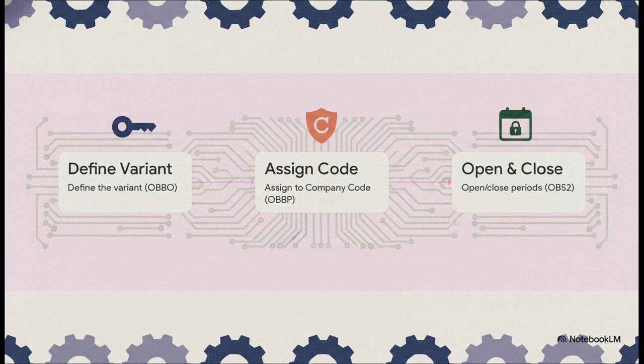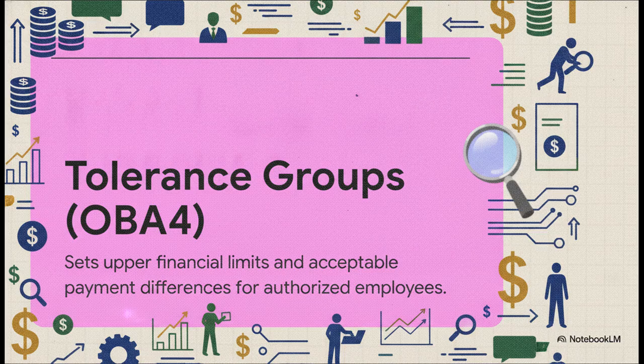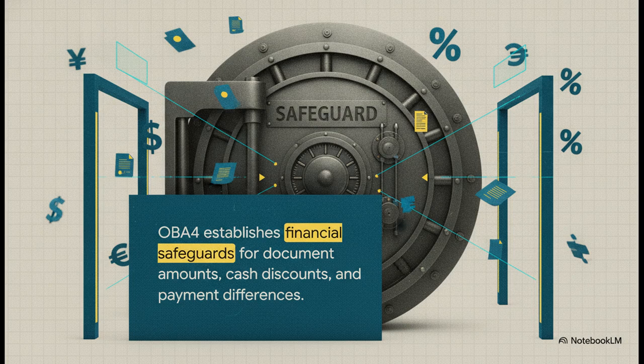financial windows. Now, what about the actual cash being moved around? We obviously can't just have anyone posting a billion-dollar transaction willy-nilly. We need to govern the finances by establishing tolerance groups for employees. And that brings us to a highly significant T code, OBA4. The crucial takeaway here is that OBA4 acts as your company's financial safeguard.